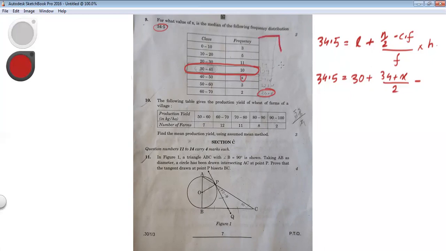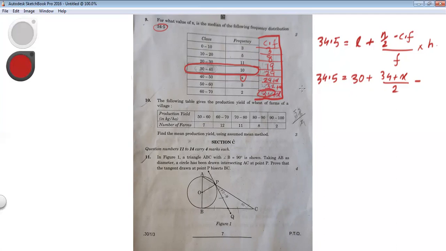You need to make a table, okay? You need to make the table quickly of cumulative frequencies. So it's going to be 3, it's going to be 8 here, it's going to be 19, this one is going to be 29, this one is going to be 29 plus x, this is 32 plus x, and this is 34 plus x.